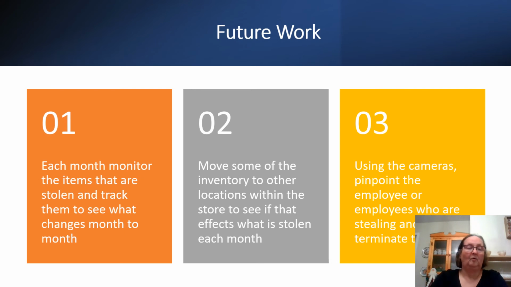Future work. Number one, each month monitor the items that are stolen and track them to see what changes month to month. Number two, move some of the inventory to other locations within the store to see if that affects what is stolen each month. Number three, use the cameras to pinpoint the employee or employees that are stealing and terminate them.